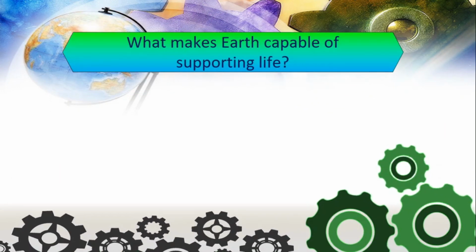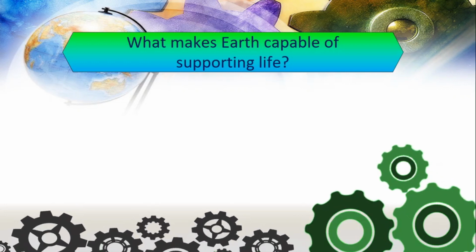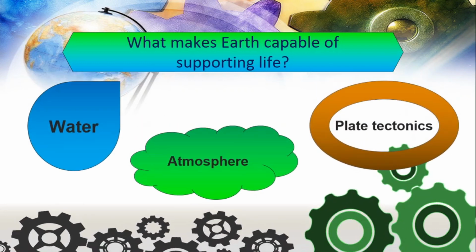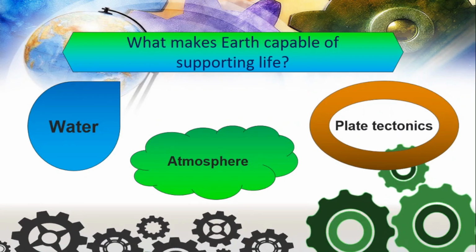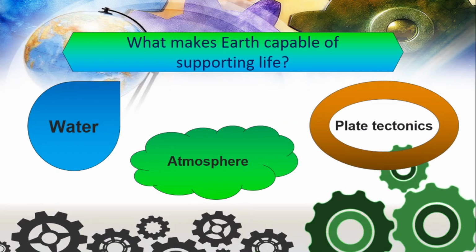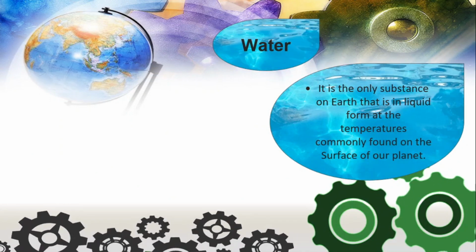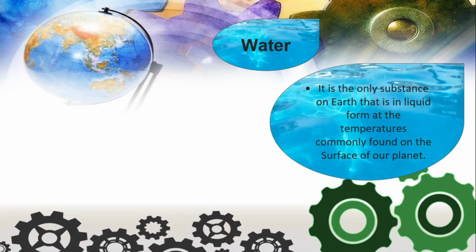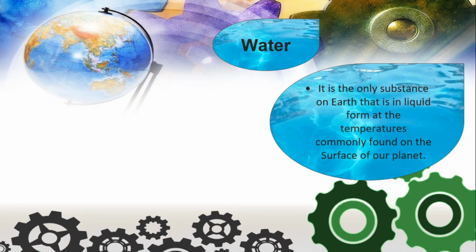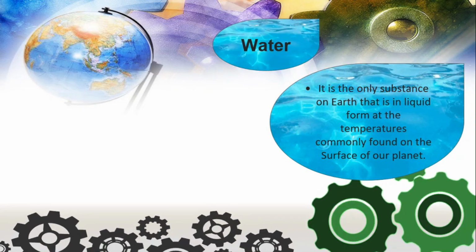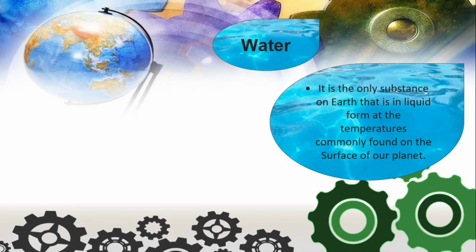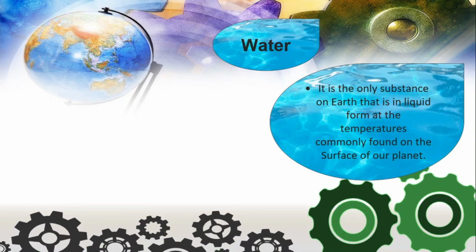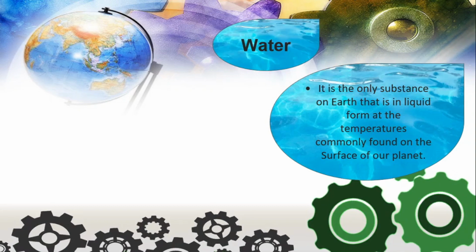What are the characteristics that make Earth capable of supporting life? We have the water, atmosphere, and plate tectonics. Water. Water is the only substance on Earth that is in liquid form at room temperature, commonly found on the surface of our planet. Other liquid substances on Earth may turn into solid or gas at room temperature.